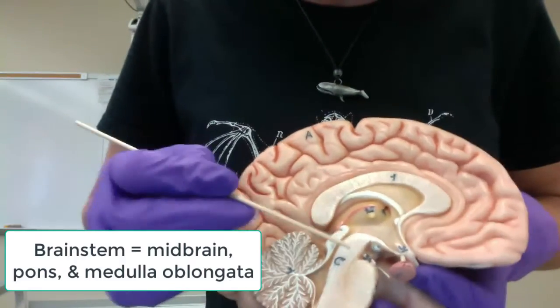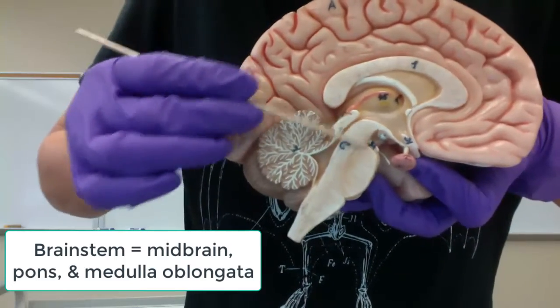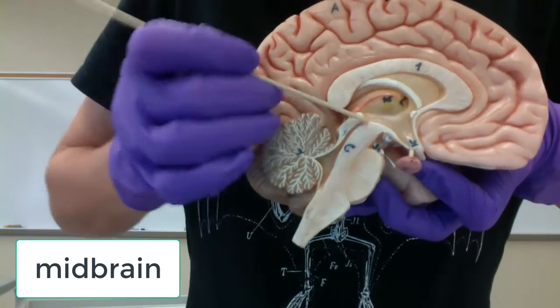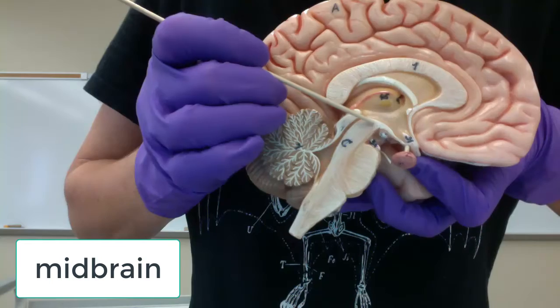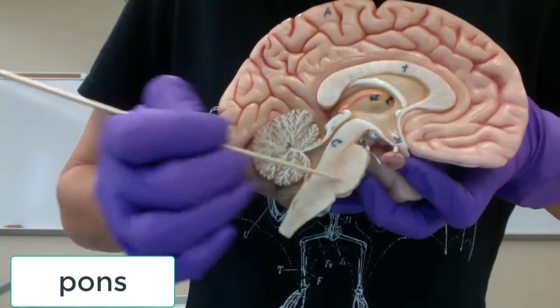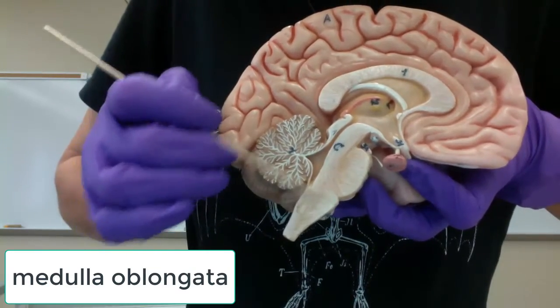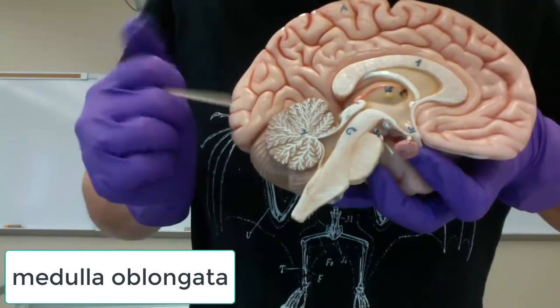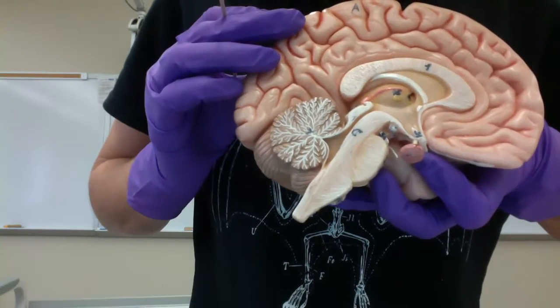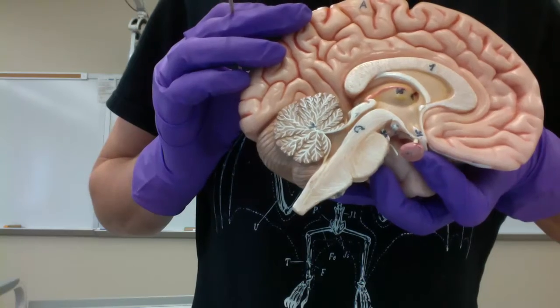The brain stem. So this is going to be the brain stem here. We can break up the brain stem into 3 parts. The midbrain here, and the pons here, and then the medulla oblongata here. So those are the 3 parts. Again, midbrain, pons, and medulla oblongata all make up the brain stem. And they all have different functions.